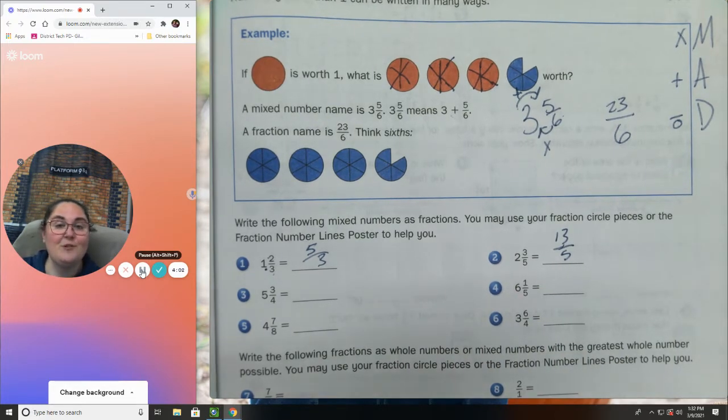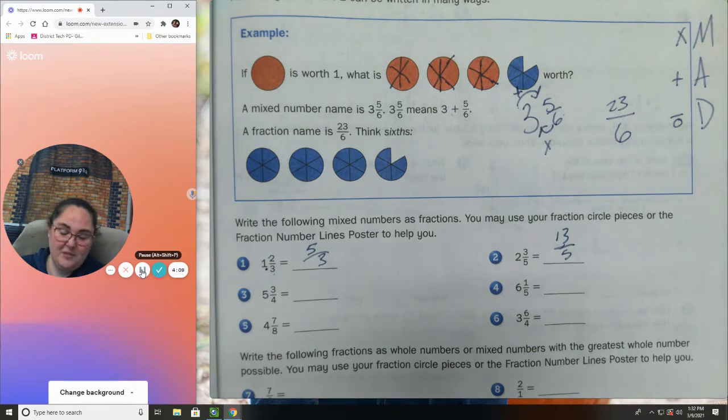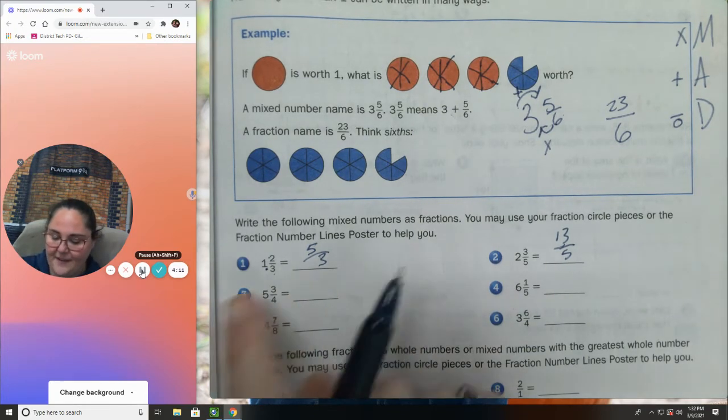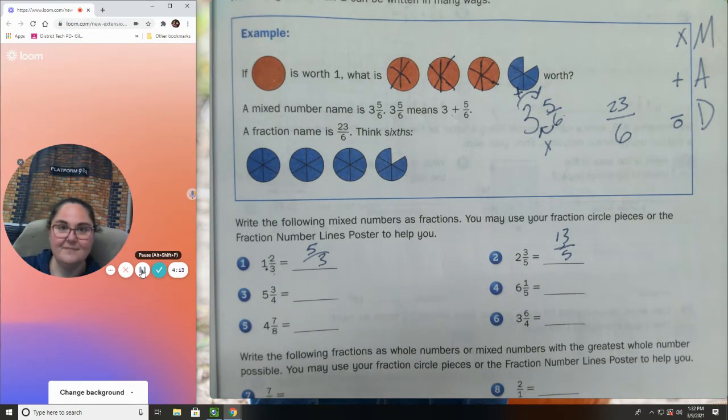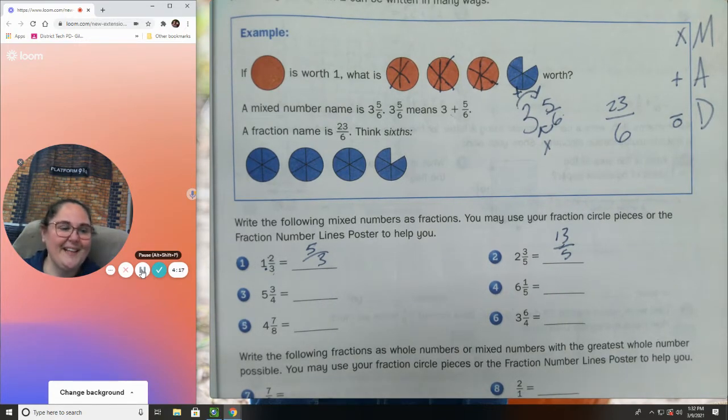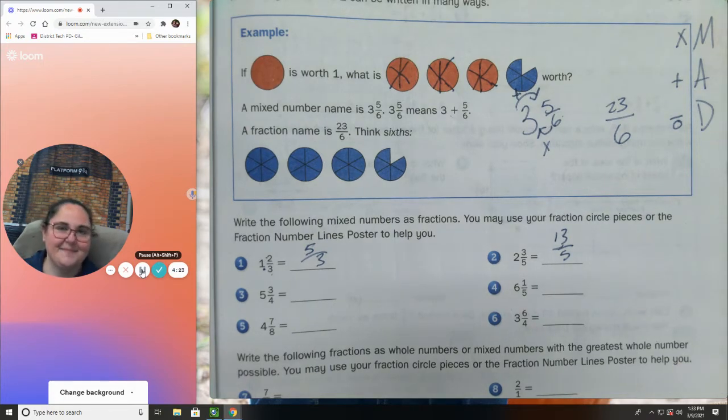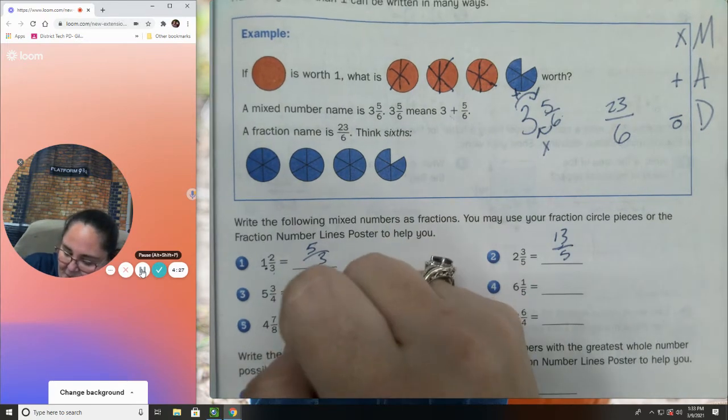Especially now that you know your multiplication facts, you've been working on it all year long. This is probably going to be one of the easiest things to do. Do number 3. 5 times 4 plus 3. Your denominator stays the same. What is your improper fraction for number 3? This answer should be 23/4.